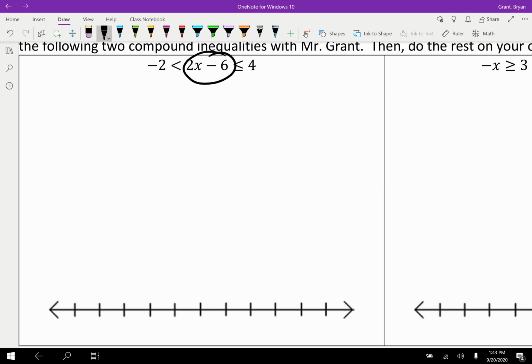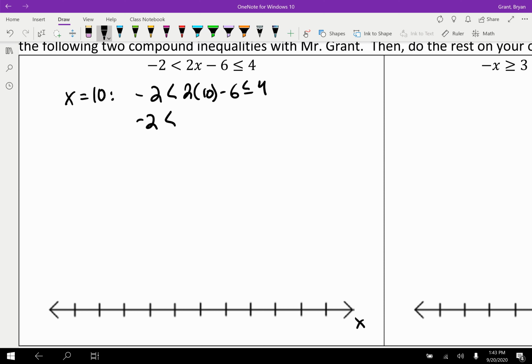It tells us what 2x minus 6 is in between, but down here on this number line, we want to graph specifically the x values that x is in between. And you could guess, you could say, well, I think x has to be 10. Well, let's see if that works. -2 is less than 2 times 10 minus 6, which is less than or equal to 4.